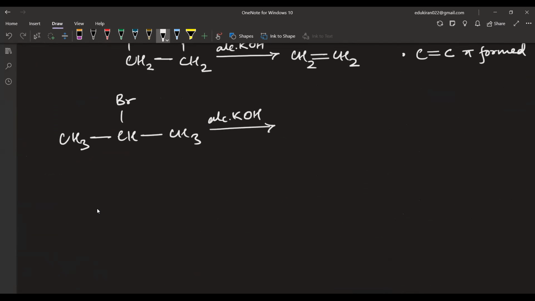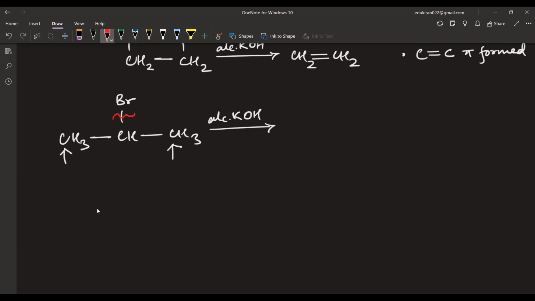Alcoholic KOH. If I'm reacting, then what can happen? See, I have a hydrogen here in this carbon also, and there is a hydrogen in this carbon also, right? So we can break. Obviously, first of all, you will identify the carbon atom where you have the halogen. So you must say that this bond is going to break for sure.